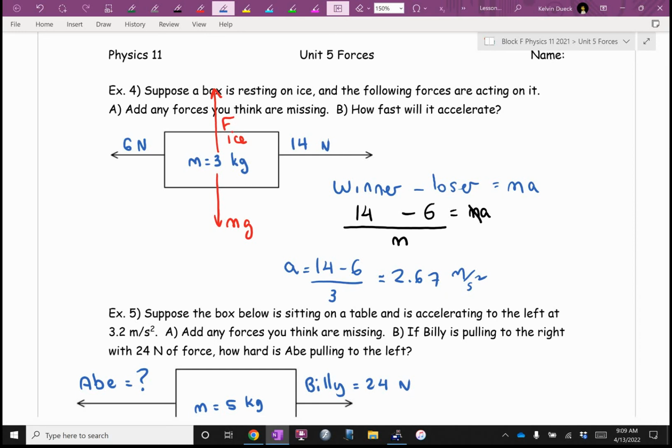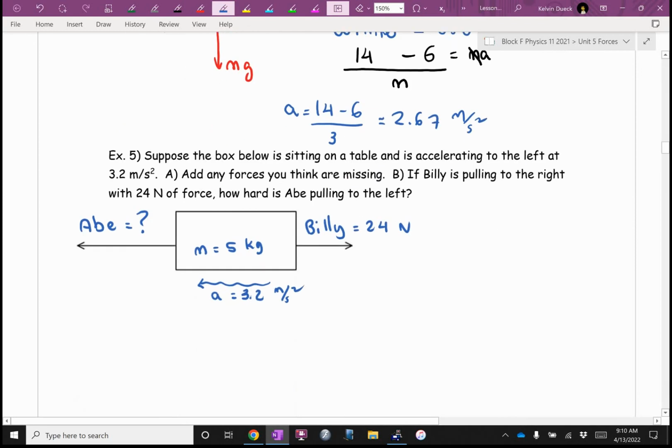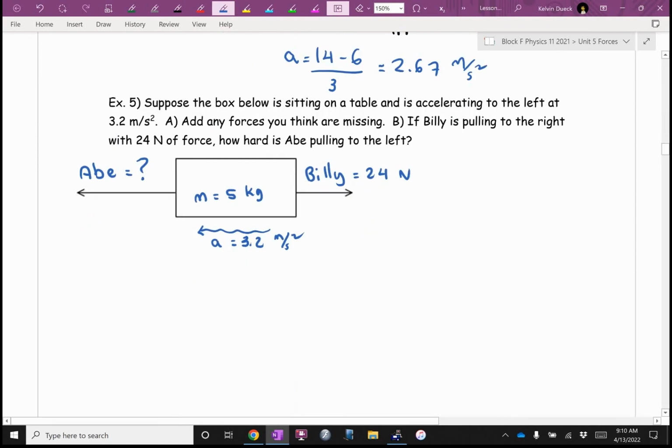As far as I'm concerned, Scott, I can give you all of the forces and say find the acceleration, Scott's theorem divided by m. Or I can give you the acceleration and all of the forces but one, and you can find the missing force. Suppose the box below is sitting on a table and accelerating to the left at 3.2 meters per second squared. A says, add any forces you think are missing. I see one that's missing. Get the obvious one.